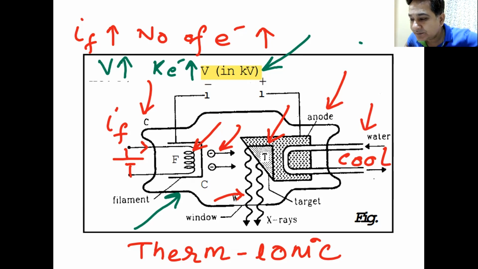Do we understand this? Yes, sir. If you have understood this, congratulations. The entire theory of X-rays and its production is clear to you. Two things you must understand. What happens when you increase the filament current? You have more number of electrons. What happens if you increase or change the voltage between the cathode and the anode?